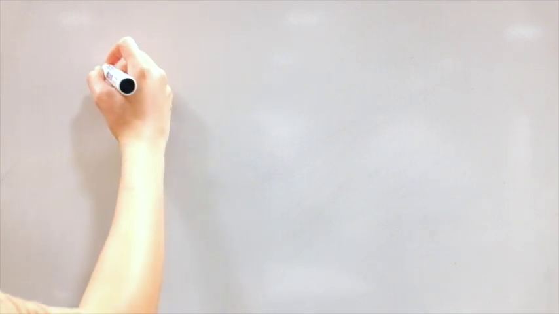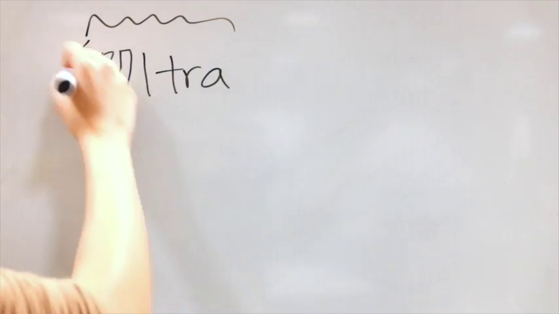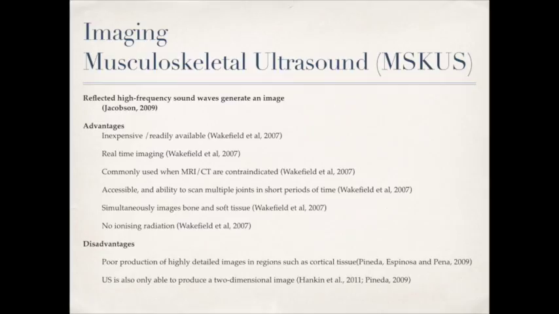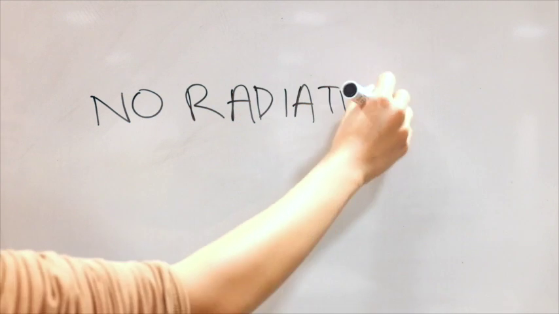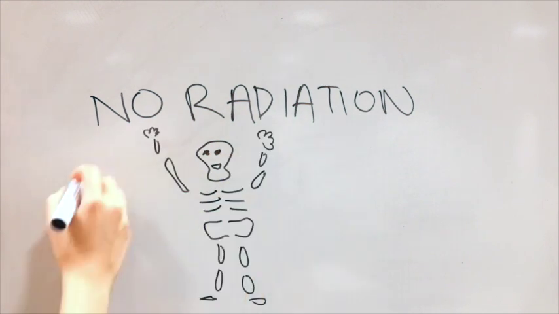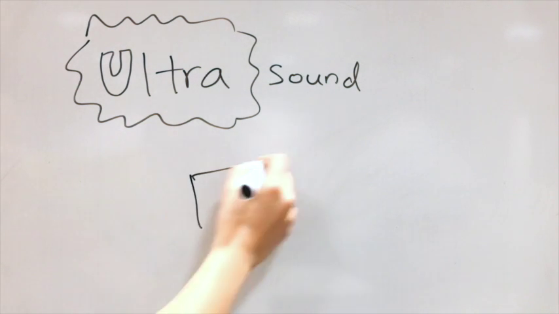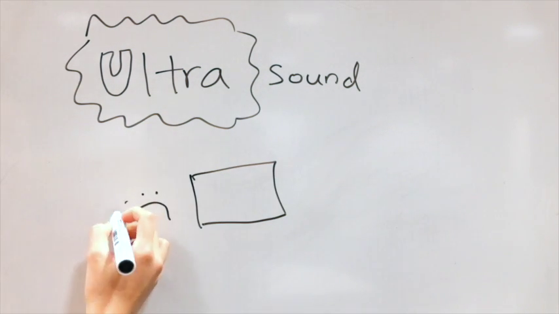Musculoskeletal ultrasounds use high-frequency sound waves to generate an image. The advantages of it are that it's inexpensive and readily available. It uses real-time imaging and can commonly be used when MRI or CT are contraindicated. It's accessible and can scan multiple joints in short periods of time. Also, it produces images of bone and soft tissue simultaneously and does not produce ionizing radiation. The disadvantages of it are that it can't produce highly detailed images of certain regions such as cortical tissue, and it's also only able to produce 2D images.